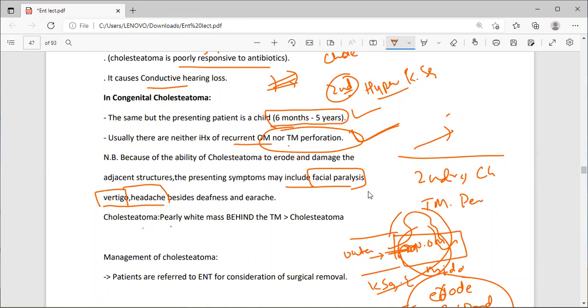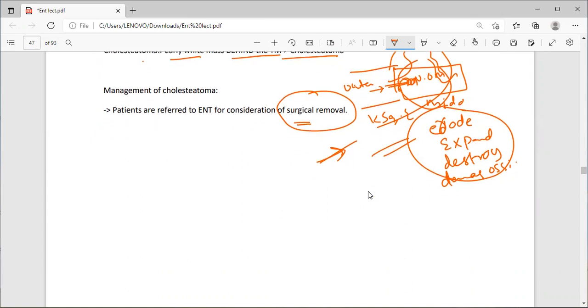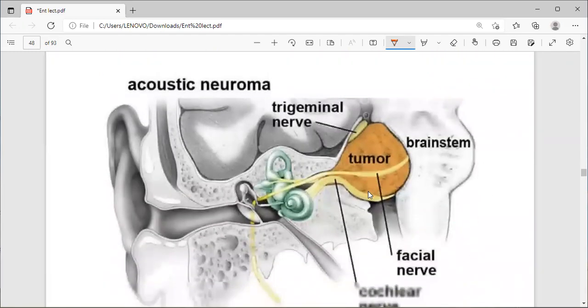So cholesteatoma, a pearly white mass behind the tympanic membrane, you are dealing with cholesteatoma. Now what you are going to do is a surgical removal of the cholesteatoma. I told you it's not a tumor, okay, it's not a cholesterol. It is just keratinizing squamous epithelium.